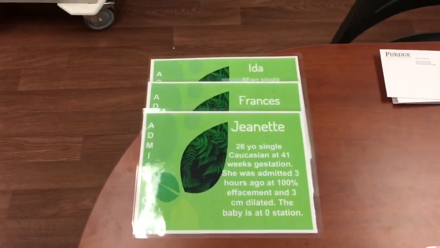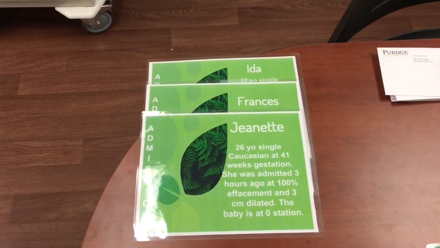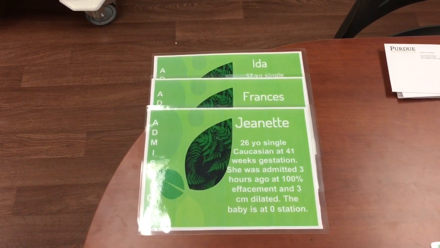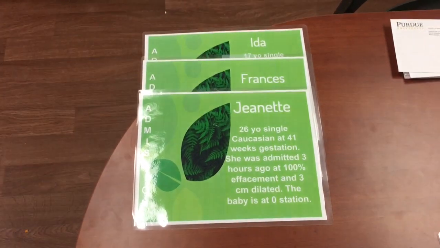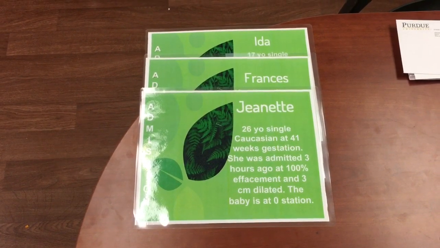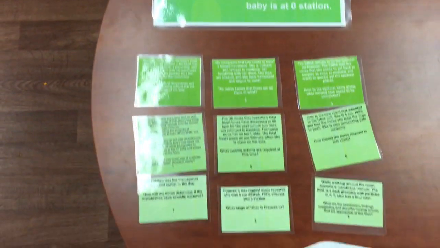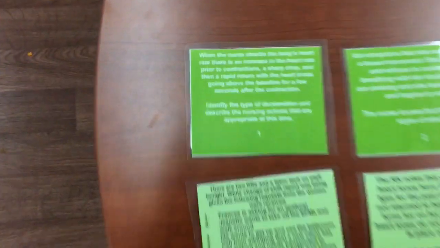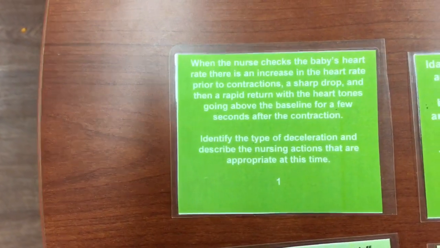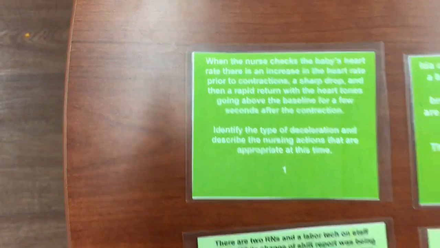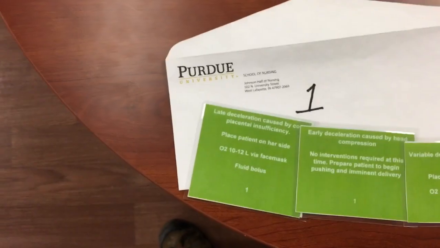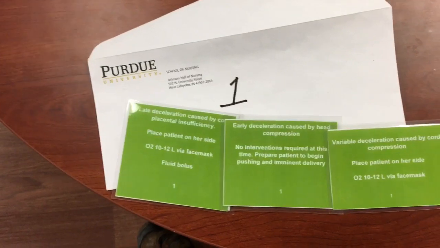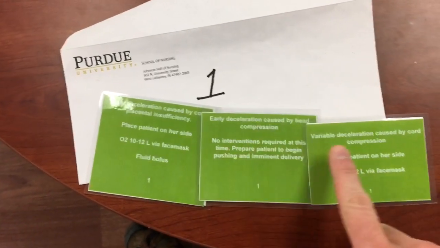This is our OB escape room for nursing juniors. When they come into the room, they will see 3 patient case files. They'll have some information that's just displayed. And then they'll see 9 questions that will also be up on a dry erase board for them. They'll look at question 1 and read that out, and then they'll come to envelope number 1, which will be clearly displayed. On each envelope will have 3 different answers.